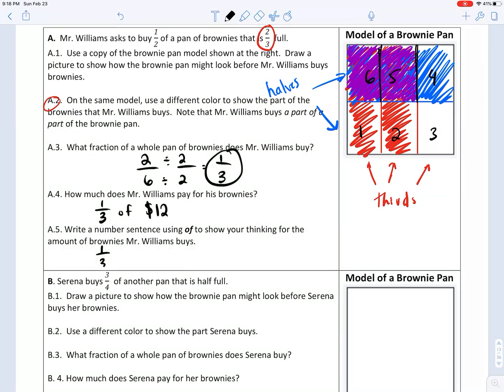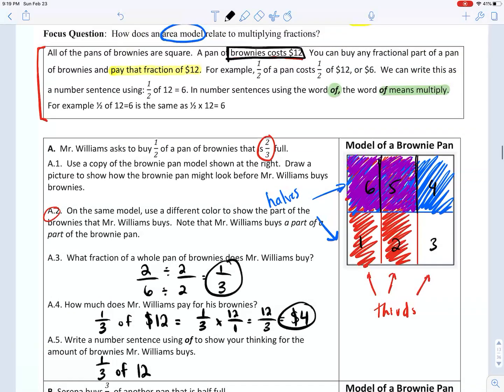Oh, actually, I guess that we could write that down here for A5, right? 1/3 of $12, because that's what they want us to do. But we know this, us being mathematicians, that we're really just multiplying 1/3 times 12. And in this case, we get 12 over 3, and 12 divided by 3 is 4. So it looks like Mr. Williams is paying $4.